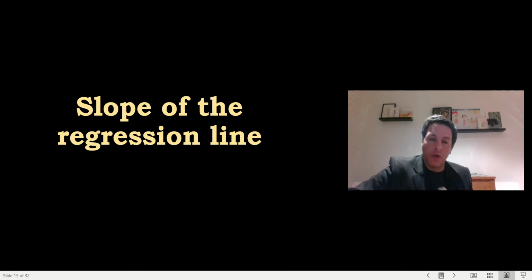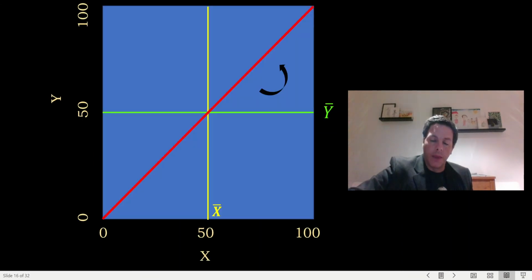Okay, let's see the slope of the regression line. As I mentioned before, if the regression line is at this 45-degree angle and goes from bottom left to top right, then there is a tendency for the correlation to be 1.